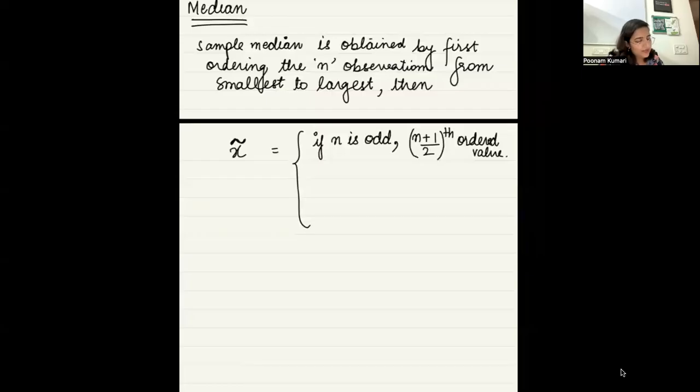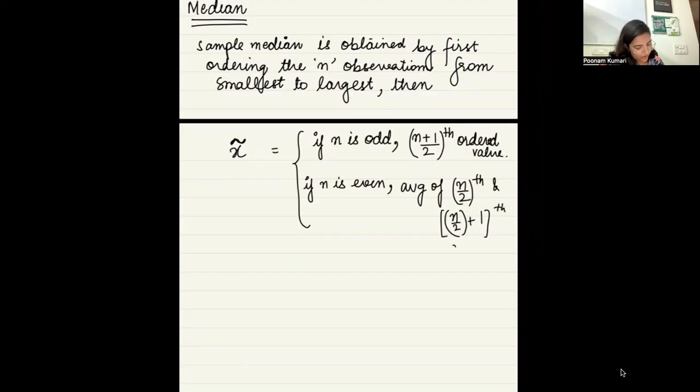And if your n is even, then what happens? If n is even, then what is the median value? That is basically the average of the n by 2th and the n by 2 plus 1th ordered value.